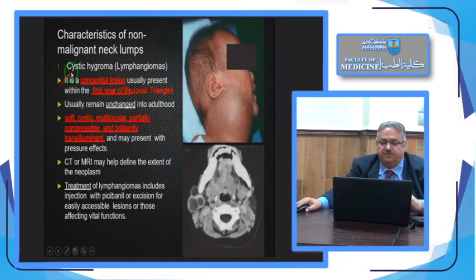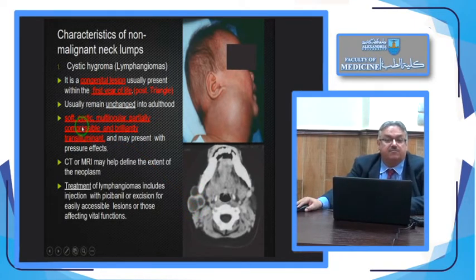Number one, a very famous congenital lesion, which is cystic hygroma, or the other old name is lymphangioma. It's a congenital lesion. It usually presents within the first year of life in the posterior triangle of the neck. It usually remains unchanged until the patient reaches adulthood. It's soft, cystic, multilocular here. Can you see the loculi, the honeycomb appearance here?